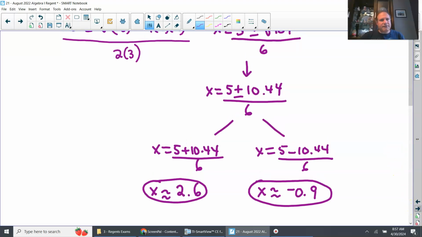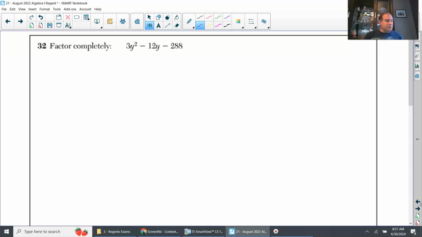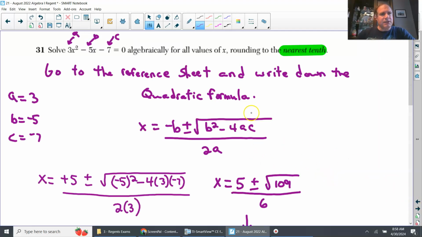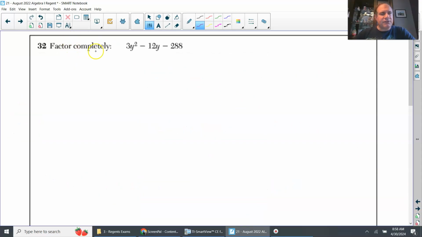Quadratic formula, definitely. It's a must. As soon as you see it like that, that is what you have to do. For this one, I'm sorry, it's not quadratic formula at all. Just take a look at the difference. You see how this is equal to 0, and it says solve algebraically. This one doesn't. It says factor completely.